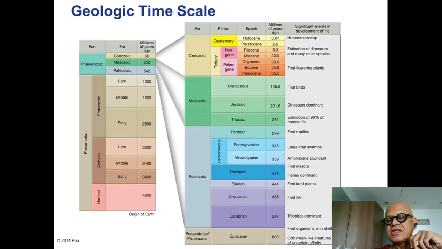So you can see the odd mesh-like creatures in the Ediacaran, that's a place in Australia; first organisms with shells appear. There are details about why shells appear: to avoid predation, being eaten, because some other species would have evolved ways to bite or dissolve shells, and so on and so forth. Then various species, fish, insects, amphibians.